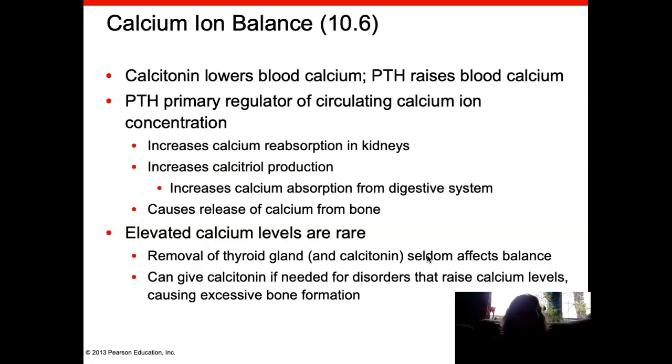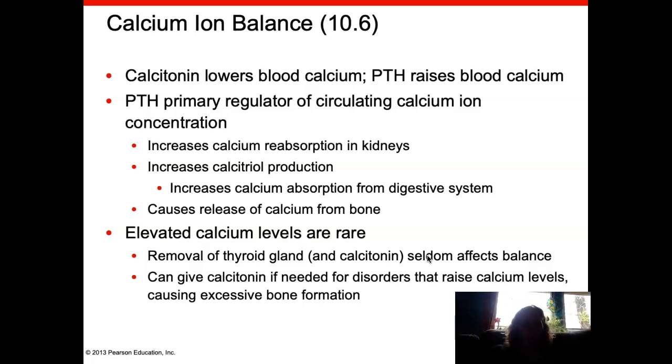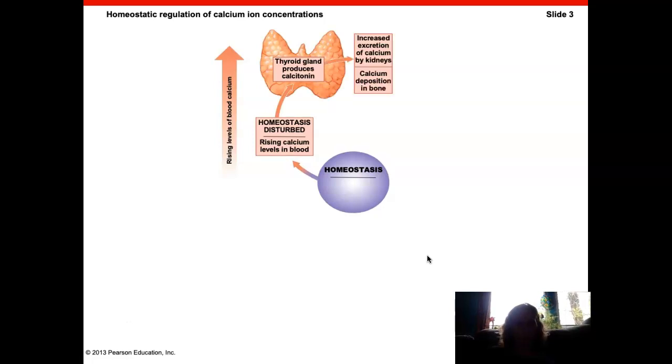PTH increases circulating calcium ion by increasing calcium absorption in the kidneys, increasing calcitriol production of the vitamin D, which is going to increase calcium absorption in the digestive system, and causes the release of calcium from bone. People don't really suffer from elevated calcium levels. And here's the little diagram, which is really quite useful.